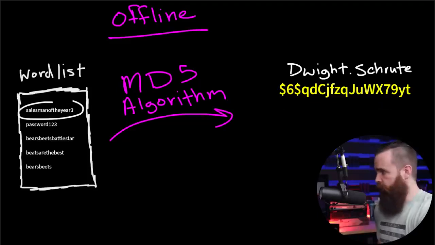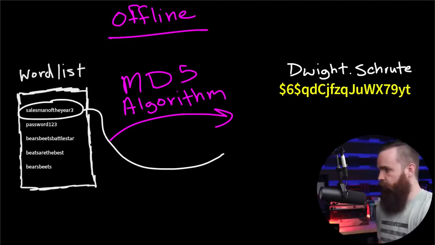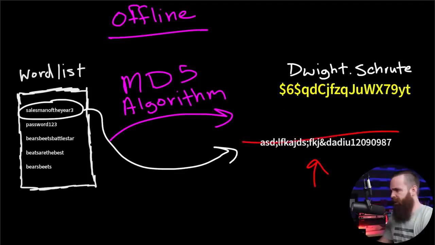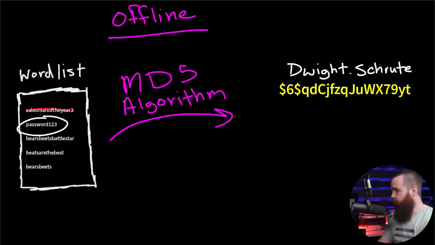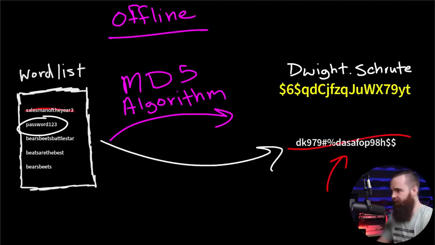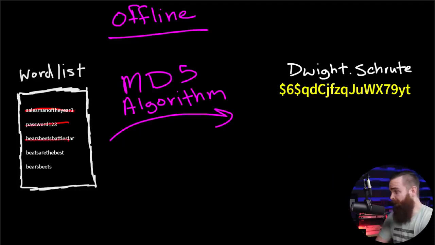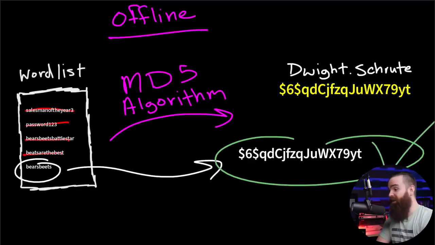So we'll take the first password, Salesman of the Year 3, run it through. It looks like this. Doesn't match. We move on. We try password 123 and we get this. Not a match. We move on. And we keep going until we find a hash that matches. And we'll try Bears Beats. And boom, this one does match. A+. Let's go. We got the password. Let's hack into the system. Let's do this right now.